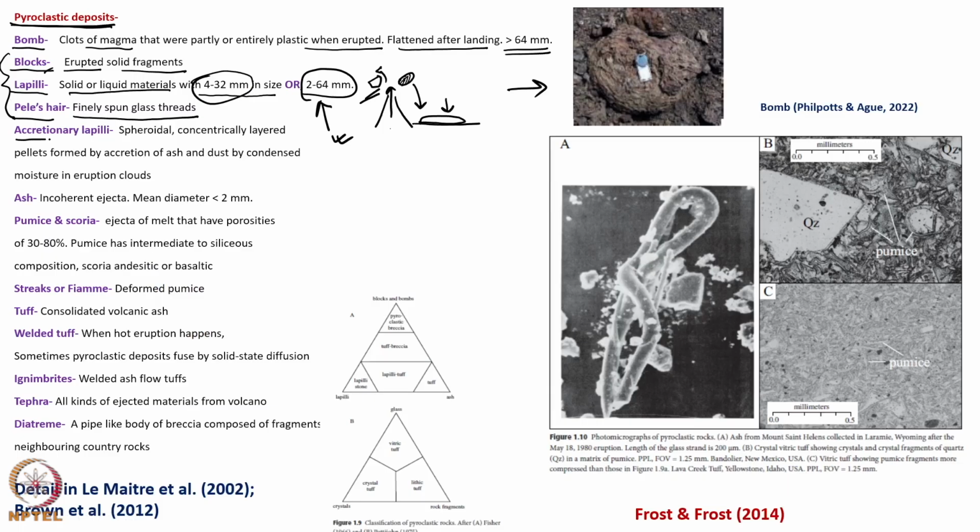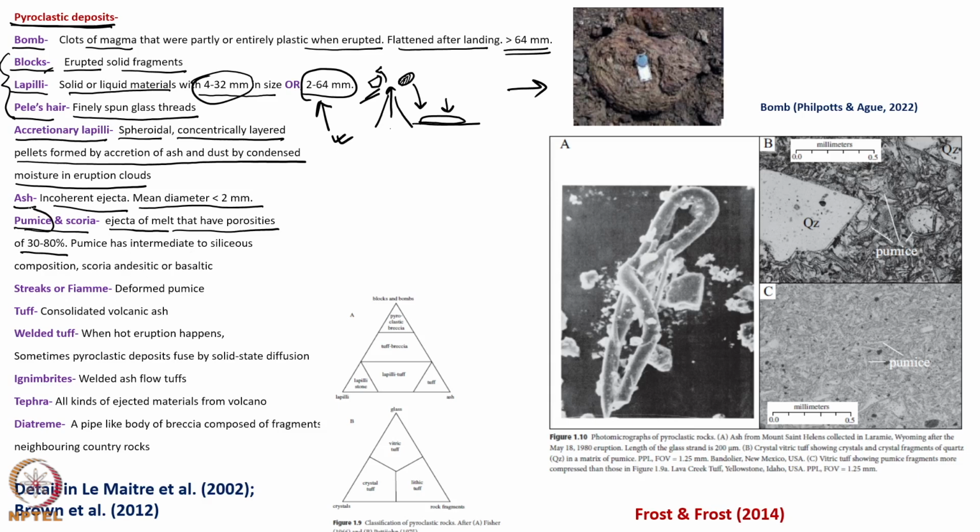There are many other terms such as accretionary lapilli. These are spheroidal, concentrically layered pellets formed by accretion of ash and dust by condensed moisture in eruption clouds. Ash is an incoherent ejecta of fine particles, with a mean diameter of less than 2 millimeters. Pumice and scoria are ejecta of melt that have porosities of 30 to 80%. Pumice has intermediate to siliceous composition and scoria is andesitic to basaltic.